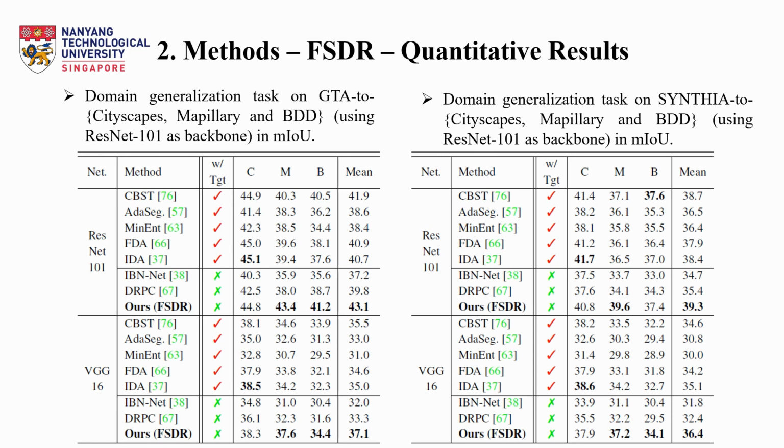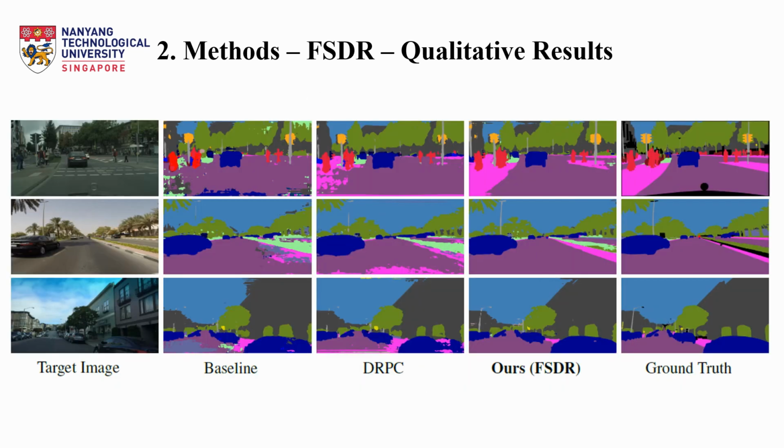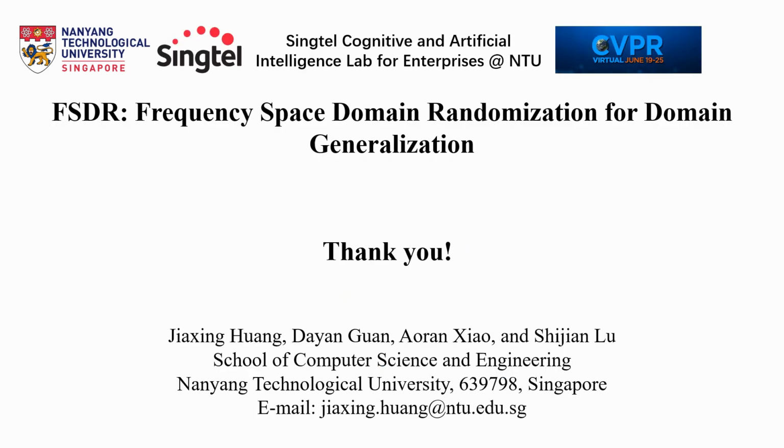In this slide, we present the quantitative result. It can be observed that our FSDR outperforms traditional domain randomization methods that conduct randomization in spatial space. In this slide, we present the qualitative result. It can be observed that our FSDR works better by reducing false negatives. That's all. Thank you.